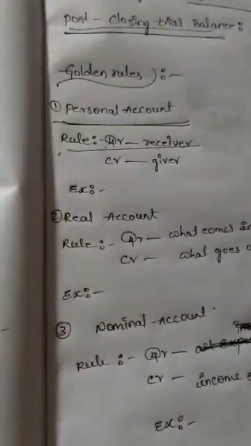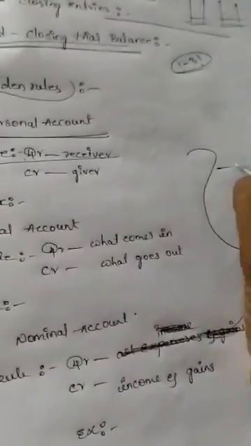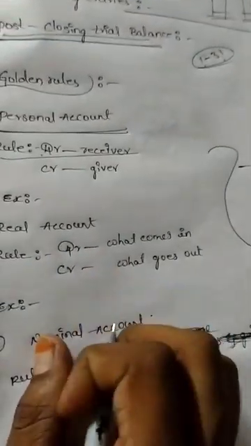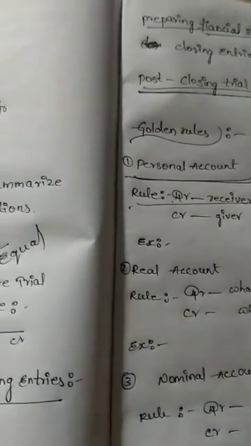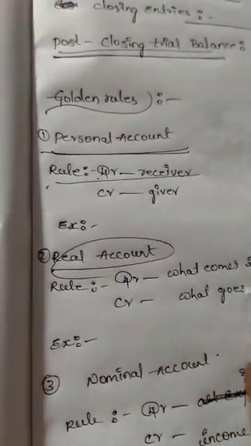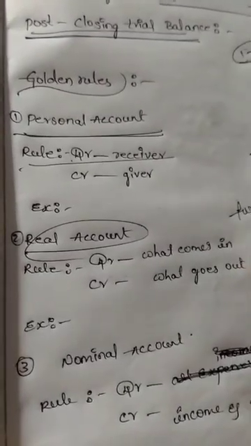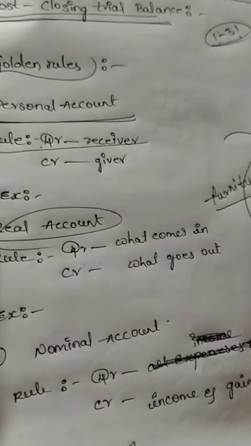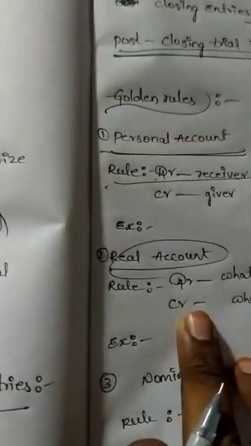So these rules mainly tell about the amount. Suppose we have an example. Suppose what comes in, okay, real account. Suppose, for example, we bought furniture. So furniture will go into the debit and cash will be credited.